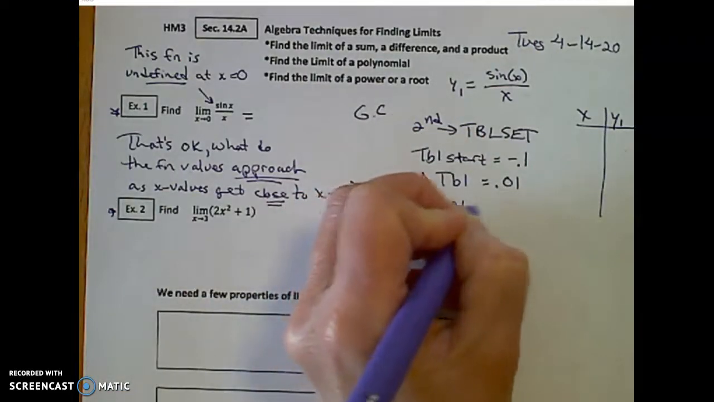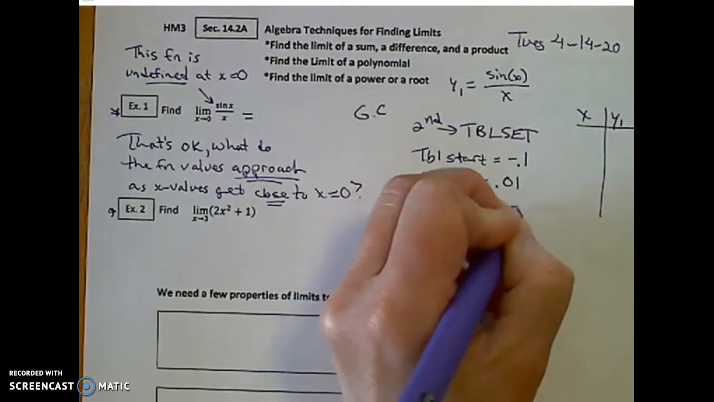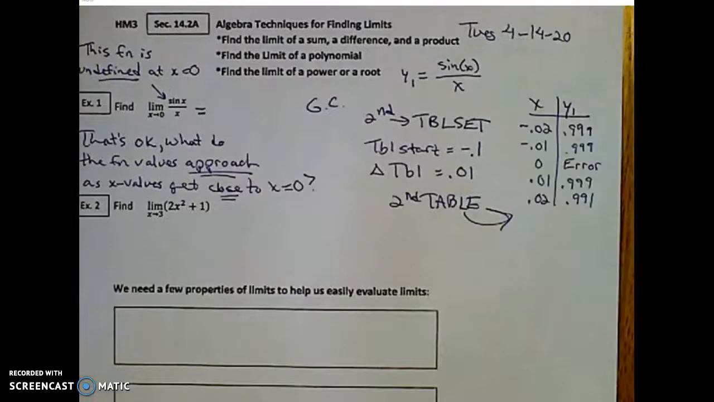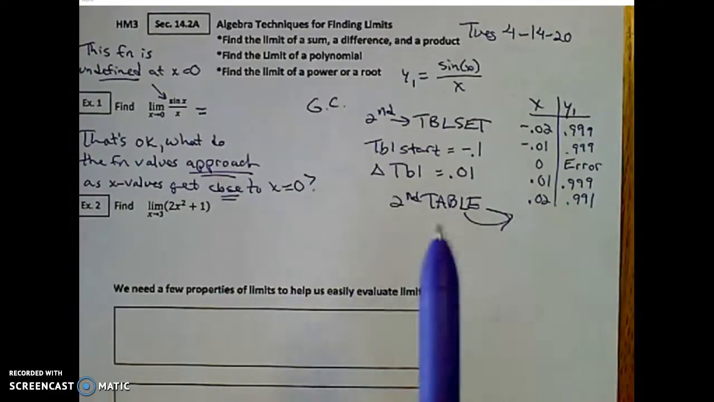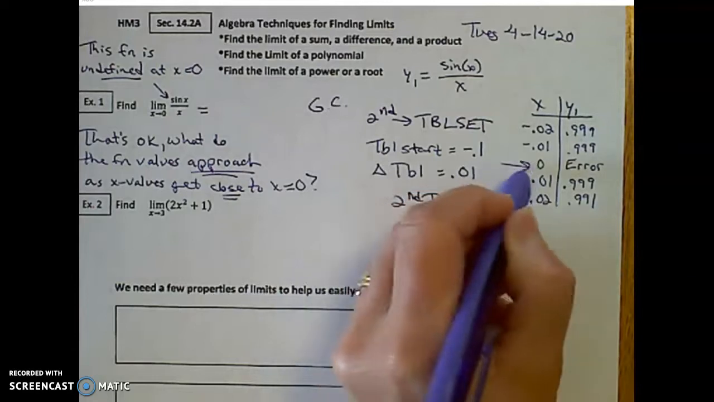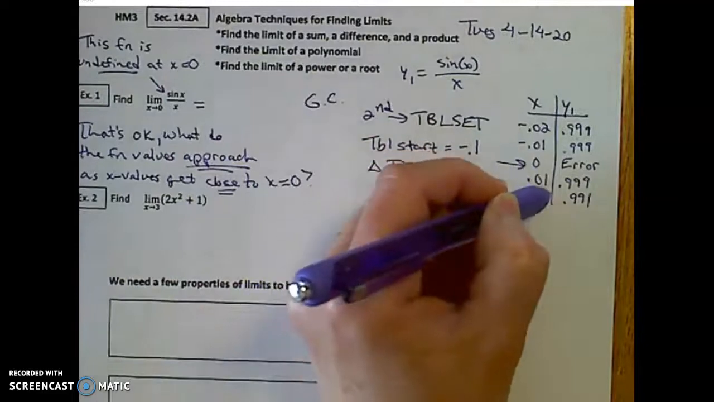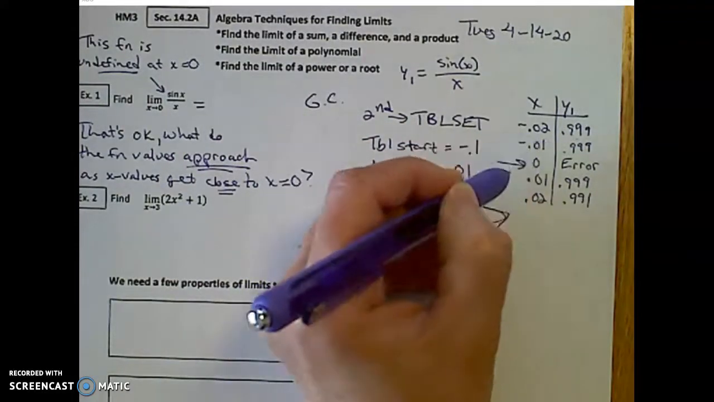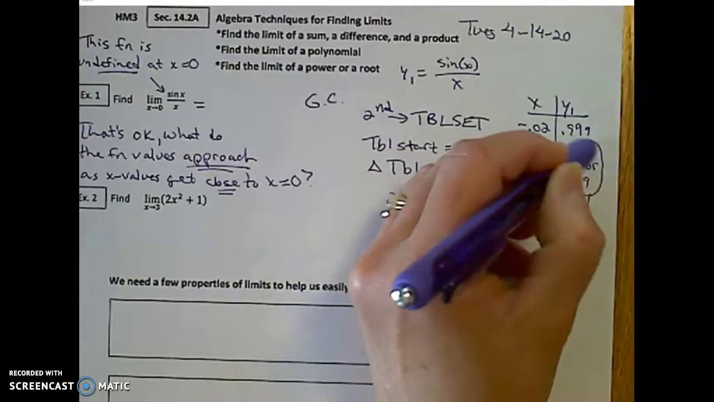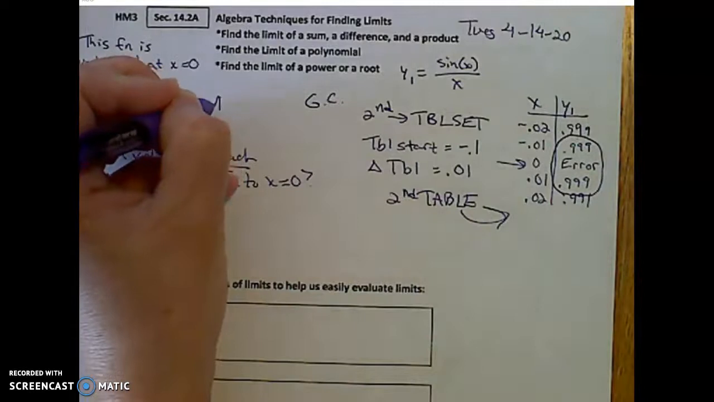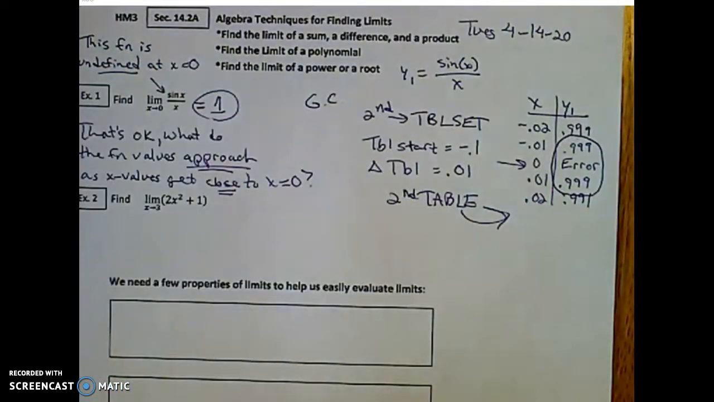After you set that up, you're going to go to Second, Table, and jot down those table values, those x and y values. When I get that table of values, I think I have to scroll a little bit in my table. But notice when x is equal to 0, I get an error that we expected. But I can also tell as my x values get closer and closer to 0, what my function values are getting close to. And those function values are approaching 1. So the value of that limit is 1. As x values get close to 0, my function values are basically approaching 1.